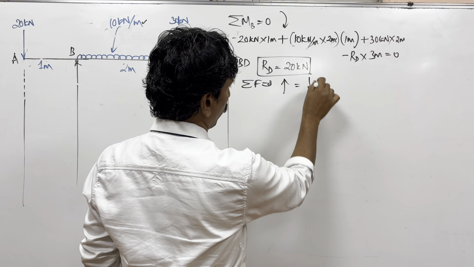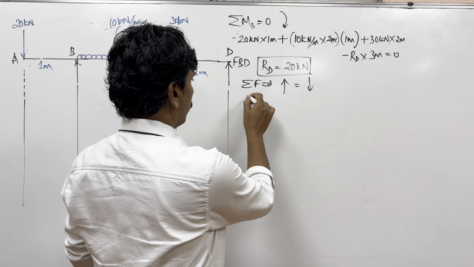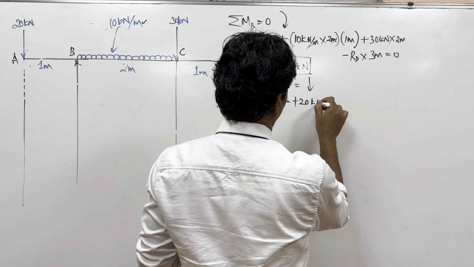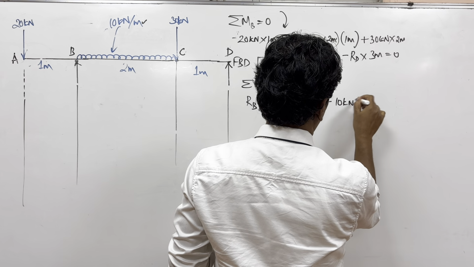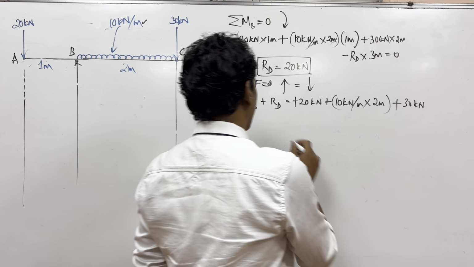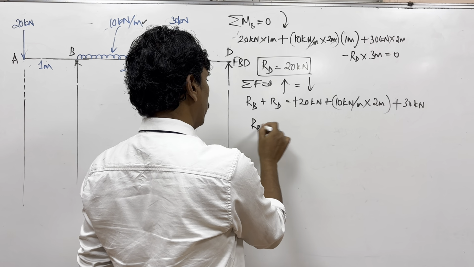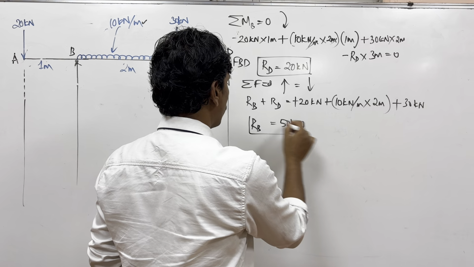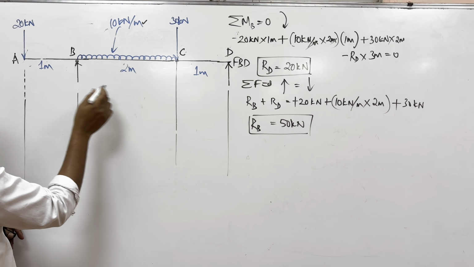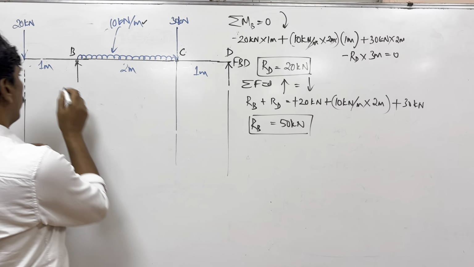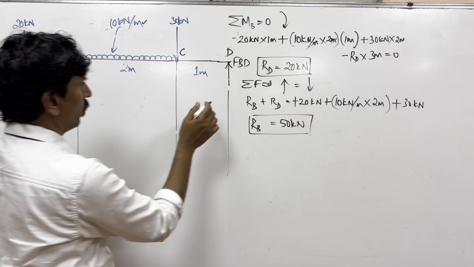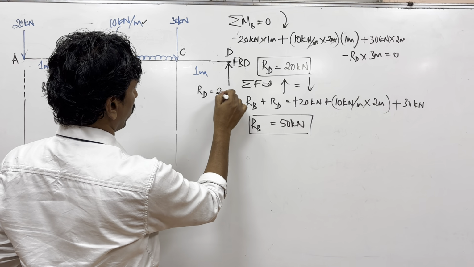And then again, sigma F is equal to 0. That means forces going upwards are equal to forces going downwards. Forces going upwards are the supports RB plus RD. Forces going downwards were 20 kilonewton plus 10 kilonewton per meter for 2 meters spread, and 30 kilonewton. So what is the value of RB? RB is equal to 50 kilonewton. So you got the answer. Once you're done, you replace these with the values here. Reaction at B is equal to 50 kilonewton. Reaction at D is equal to 20 kilonewton.